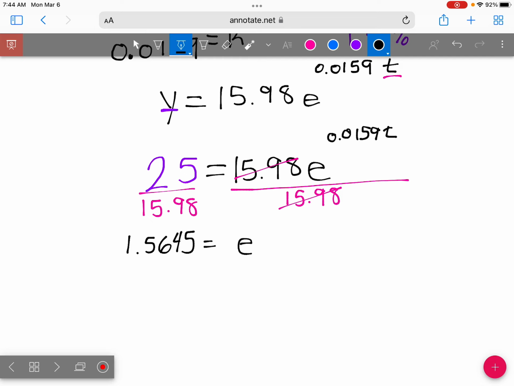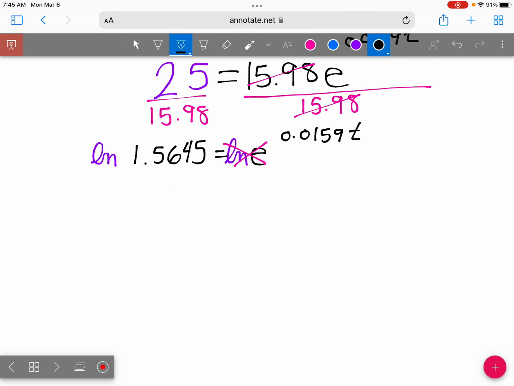Equals e to the 0.0159t. Great. Still looking to find out what t is. What do we do next? Do the natural log, because we have a base e. So I want to take the natural log of both sides, ln. ln of e goes away, so we're left with the natural log of this number, 1.5645.